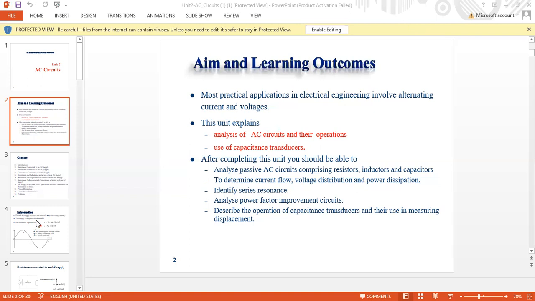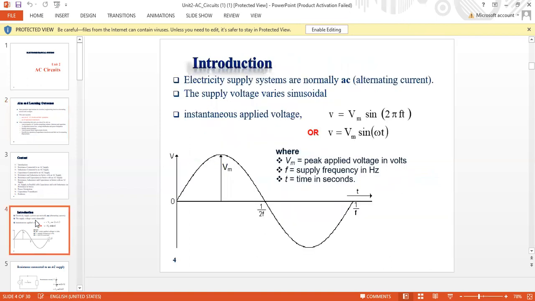Now we move to the introduction about AC circuits. What is an AC waveform? Electricity supply systems are normally AC, alternating current. The supply voltage varies sinusoidally, the instantaneous applied voltage. Here is an AC sinusoidal waveform, starting from zero. This is the peak value, or amplitude. The highest value is called the peak value, denoted by Vm. Vm is the peak applied voltage in volts.